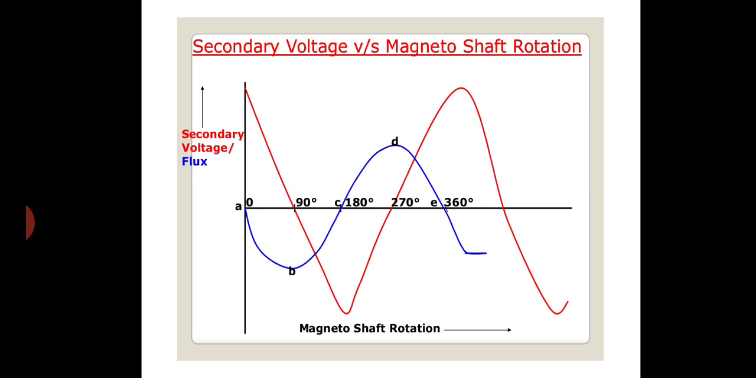So we are finding at 0 level the secondary voltage is also present, and at 90 degrees there is a 0 secondary voltage, but the flux is negative. So the variation in the secondary voltage and the flux you are finding as per the magnetic shaft rotation. So we are plotting in this way up to 360 degrees.